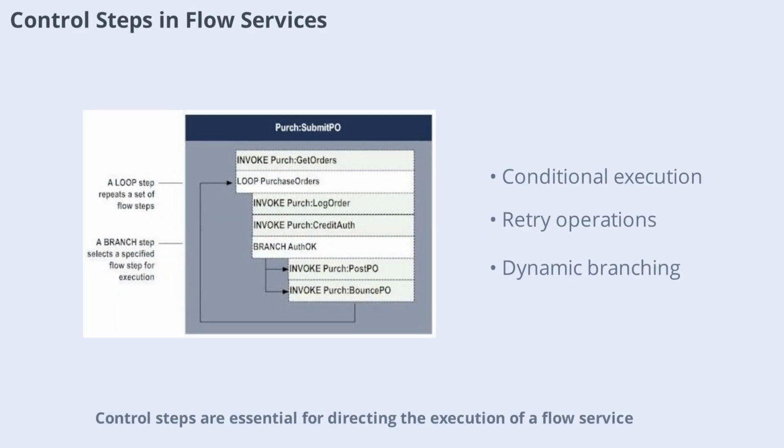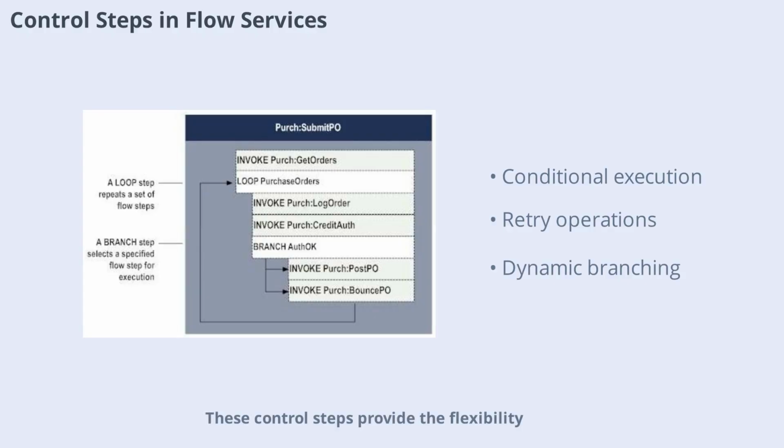Control steps are essential for directing the execution of a flow service. They allow you to conditionally execute sequences, retry operations, loop through arrays, and branch to different steps based on data values. For example, you can use a loop step to process each item in an array, or a branch step to select actions based on a variable's value.